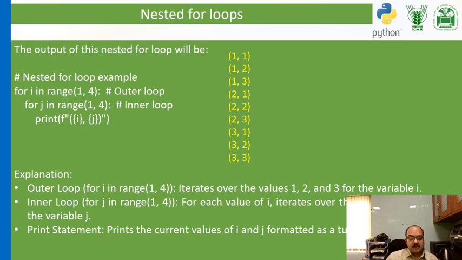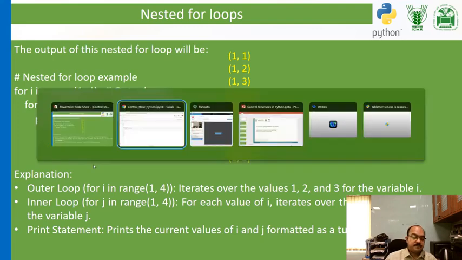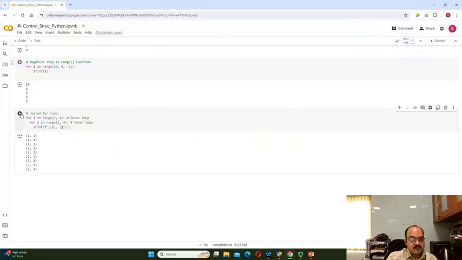So in this print statement, it will print the current values of I and j formatted as a tuple. So if we run this, we will get output like this, both the inner loop and outer loop.